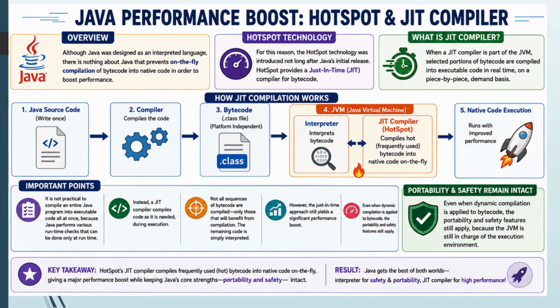For Java performance boost, HotSpot and the JIT compiler are used. Although Java was designed as an interpreted language, there is nothing about Java that prevents on-the-fly compilation of bytecode into native code in order to boost performance. The HotSpot technology was introduced not long after Java's initial release. HotSpot provides a just-in-time, JIT, compiler for bytecode.